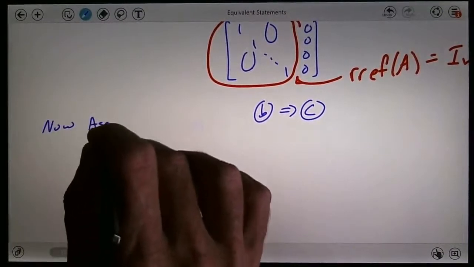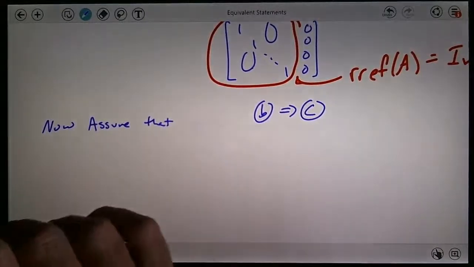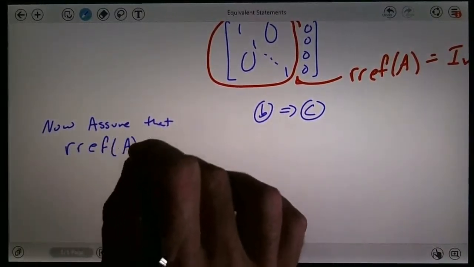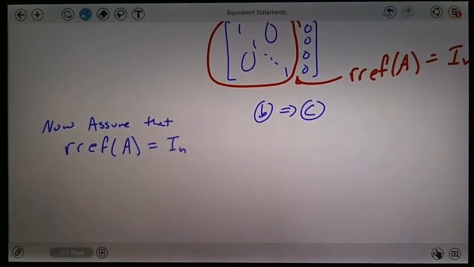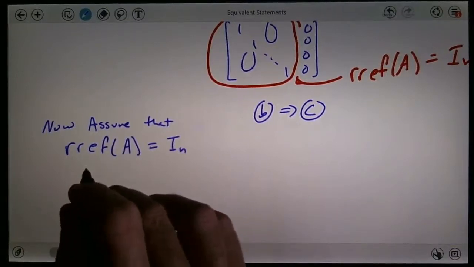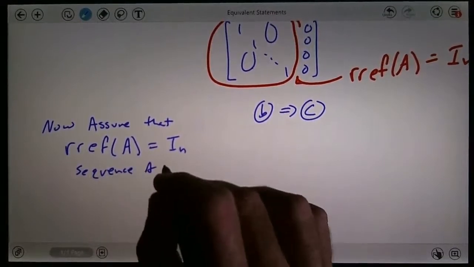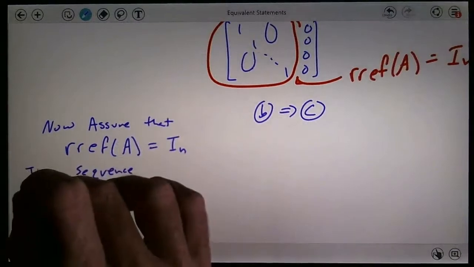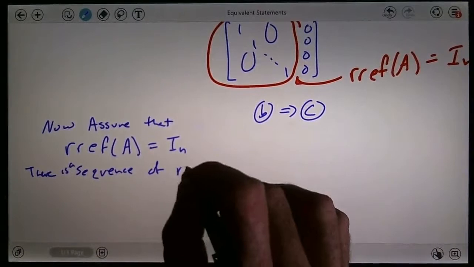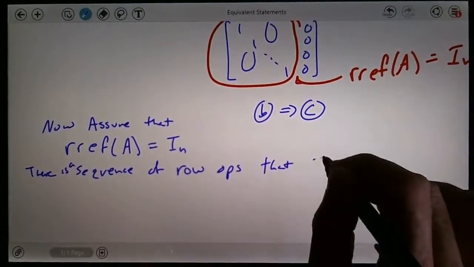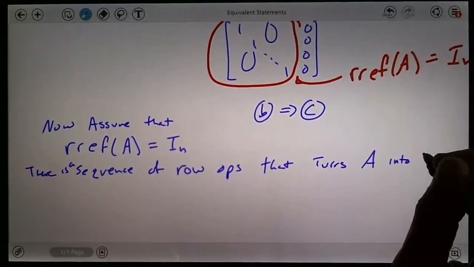So now assume that the reduced row echelon form of matrix A is the identity matrix, and I want to show that I can write A as a product of elementary matrices. Well, the thing that we did with elementary matrices at the end of the last video is we showed that we can use multiplying by elementary matrices to do row operations. Well, there's a sequence of row operations that turns matrix A into an identity, right? There is a sequence of row operations that turns A into I_N.